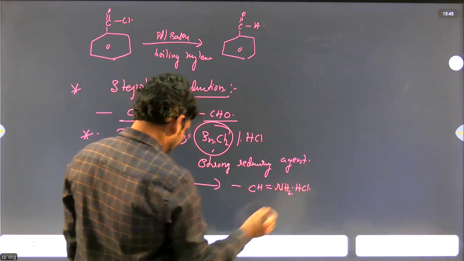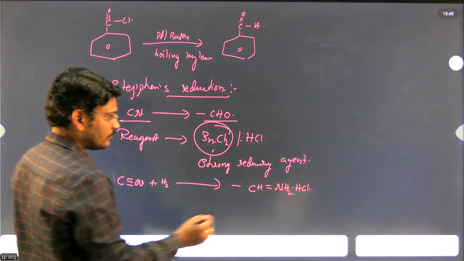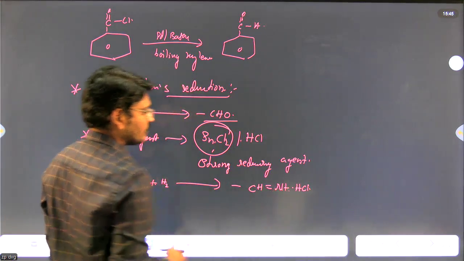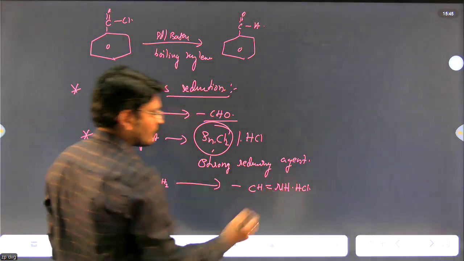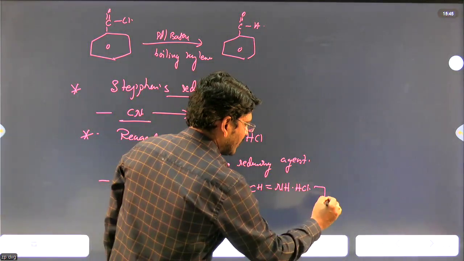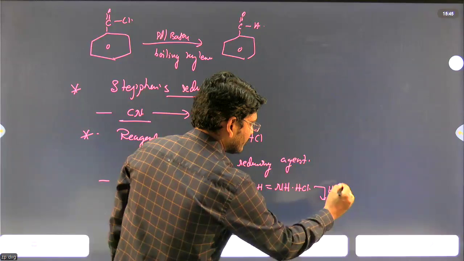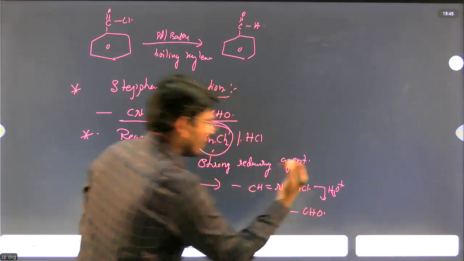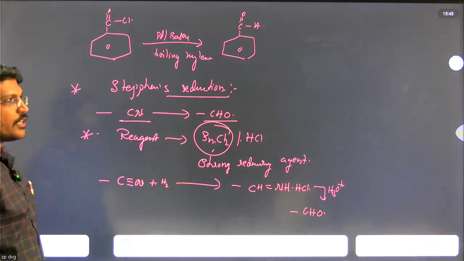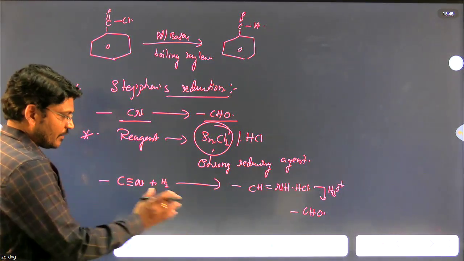When this undergoes further hydrolysis, finally we are able to get CHO. That is, just how the nitrile group is converted into CHO.